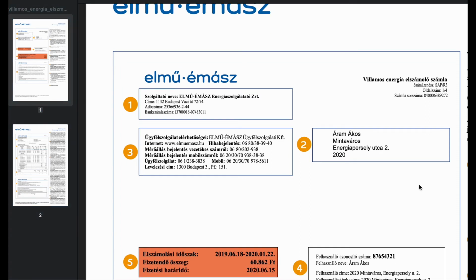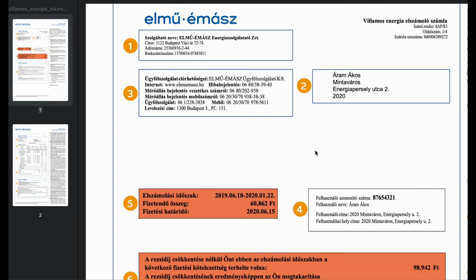Number 1 is the address of Elmű-Émász headquarters in Budapest. Number 2, you see Adam Ákos. He is the account holder with the address. Now, just keep in mind that that address is what's showing on the address card, not necessarily where the meters are being read. But in this case, as you will see, for simplicity, they're going to use the same address here on this example. Number 3 is the contact information for Elmű.